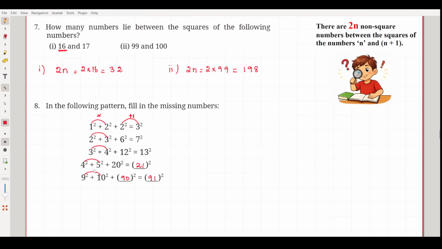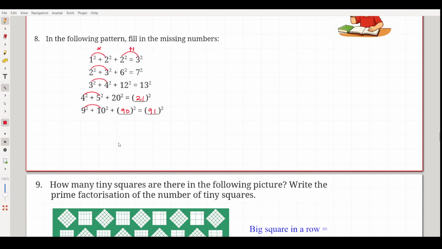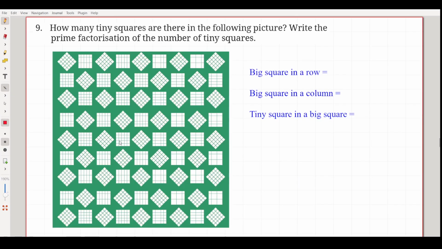Hope everything is clear. Just study the pattern for the first two patterns, so you can easily guess and proceed with that. Now this is the last question in this. Figure it out. First one.